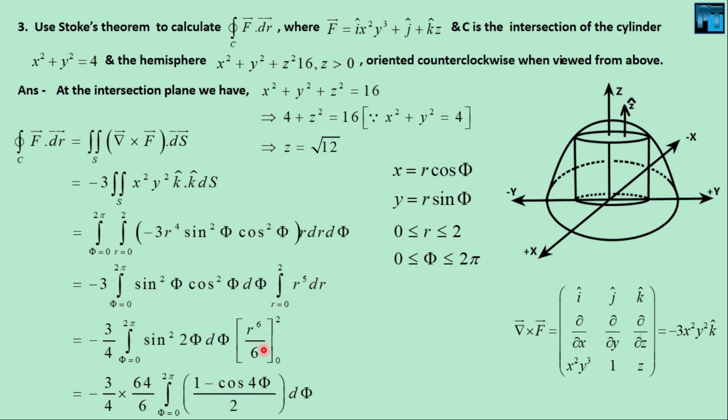So after putting sine square 2 phi as (1 minus cos 4 phi) by 2, we have 2 to the power 6 by 6. What is 2 to the power 6? 2 to the power 6 is actually 64, by 6. And after the necessary calculation, you have the answer as minus 8 pi.